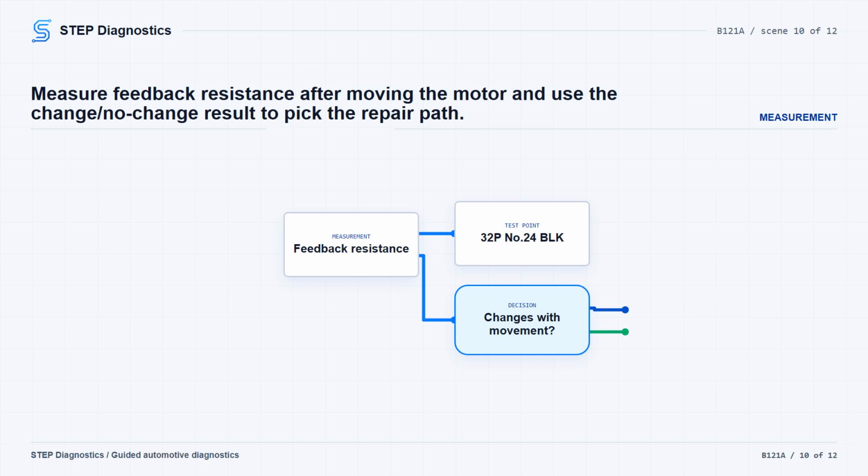The resistance should change between about 0.6K ohm and 6K ohm plus or minus 1.8K ohm. If the resistance changes that way, replace the climate control unit. If it does not, replace the mode control motor.